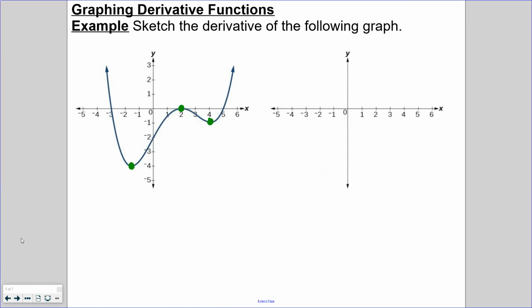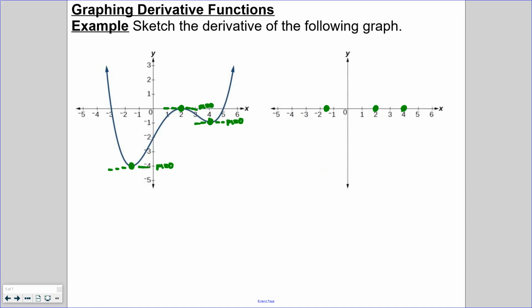Now, why is it important to identify those turning points first? Remember, turning points mean that there is a horizontal tangent line at these values, which means at each of these x values, the slope is going to be 0. So we can start off by plotting those points on our graph of the derivative. When x equals negative 1.5, the slope is 0, so we can put an x-intercept there for our derivative graph. When x equals 2, the slope is also 0, so on the derivative graph we have another x-intercept. And same thing for x equals 4.